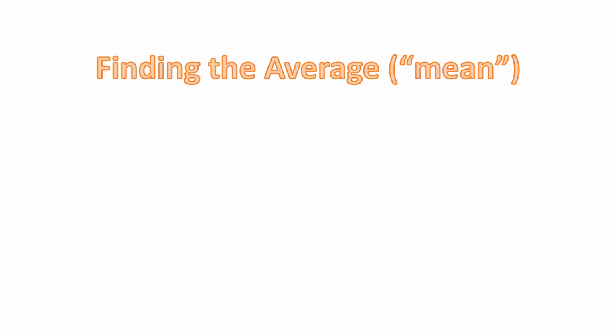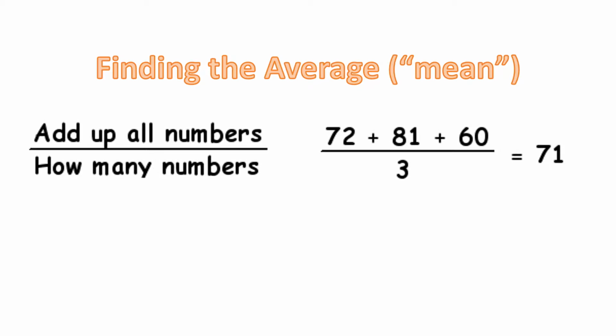By now you should know how to calculate the average, or mean, of a list of numbers. You simply add all the numbers in the list and then divide by the number of numbers in the list. For example, the average of 72, 81, and 60 is found by adding those three numbers, then dividing by 3 to get 71. But this is not the only kind of average we can calculate.